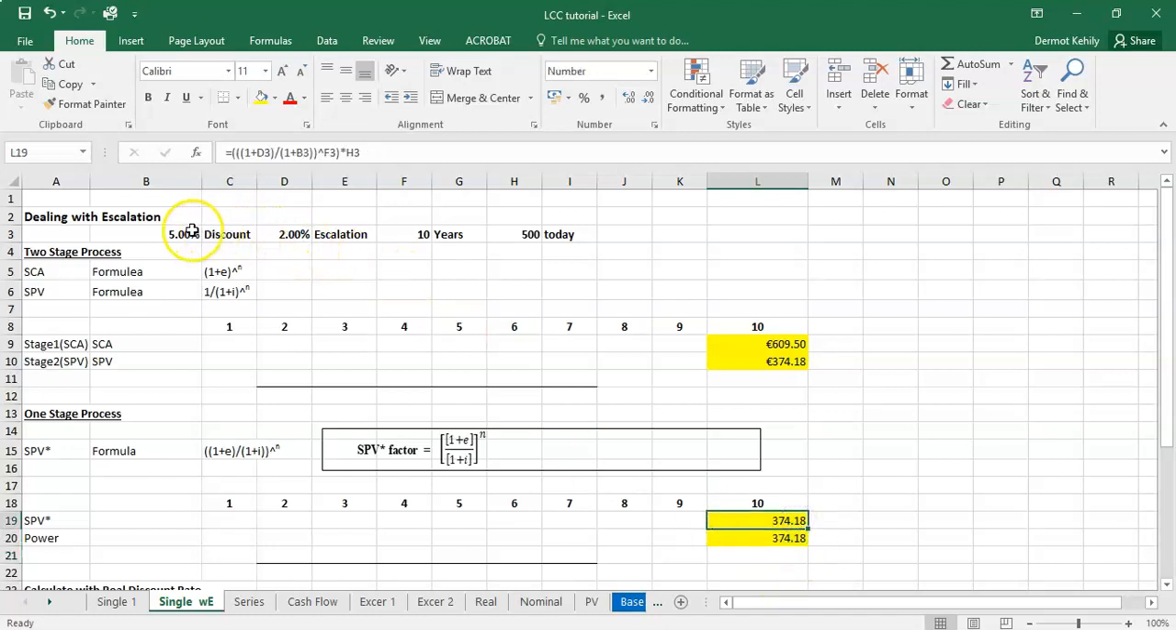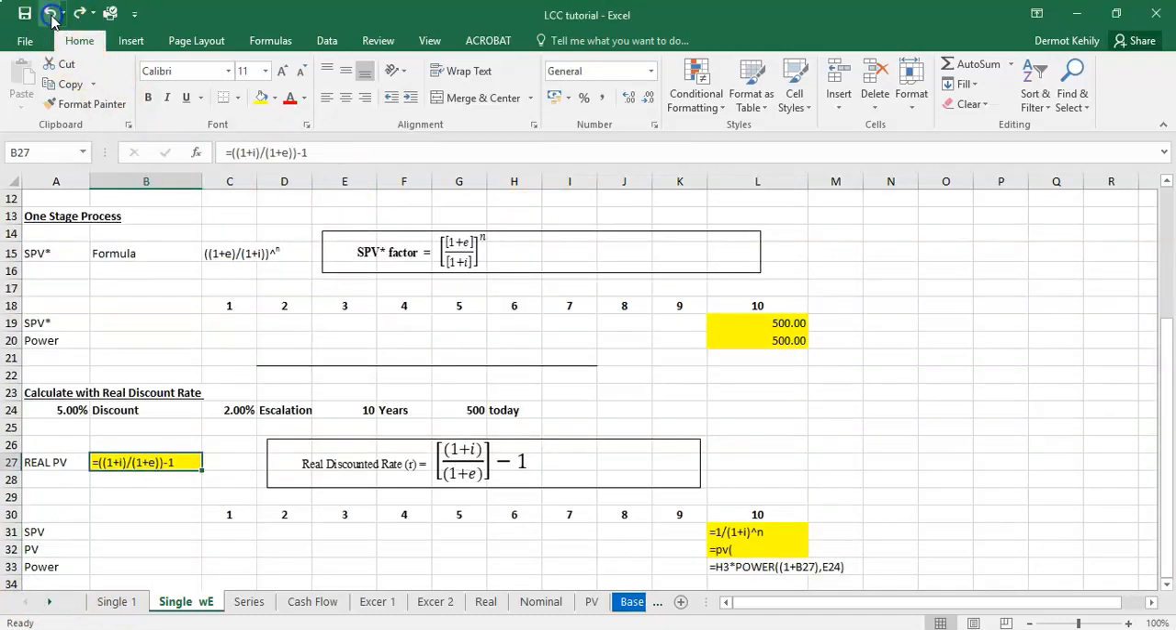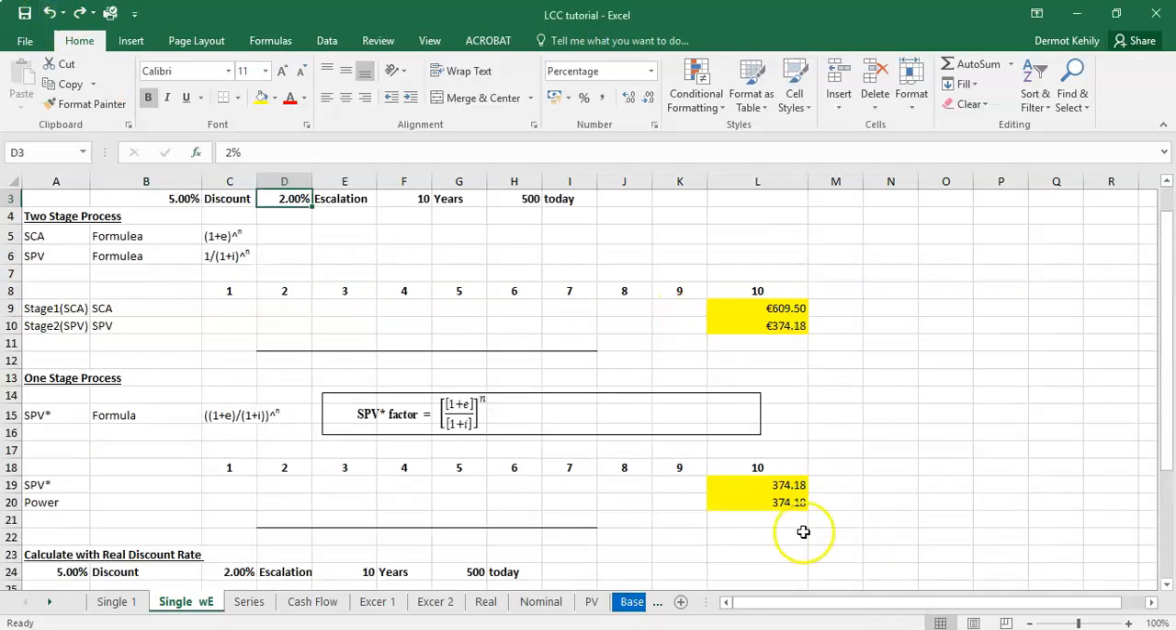So again, if I changed the 5% discount rate to a 5% escalation rate and have everything linked up, you can see that my present value is the same as my today's cost. If I manipulate my escalation and make it 1%, it starts changing. So my present value is a whole lot less than my today's cost of 500 euro. So I'm just going to go back a couple of steps here. And there we have back what was originally my 5% and 2%. So those are the first two calculations there.